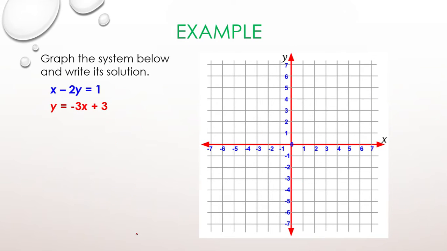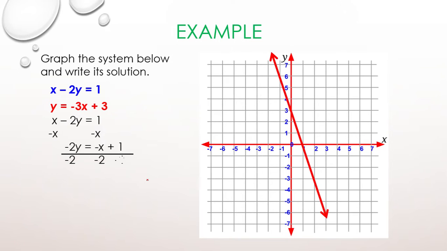Alright, here's another example. Graph the system below and write its solution. Once again, the red equation is already in slope-intercept form. We are going to graph it. The blue one is not yet, so we are going to subtract x on both sides. We have -2y equals -x plus 1.